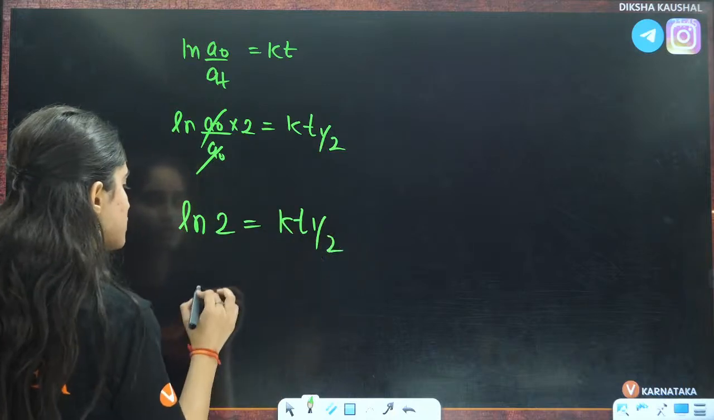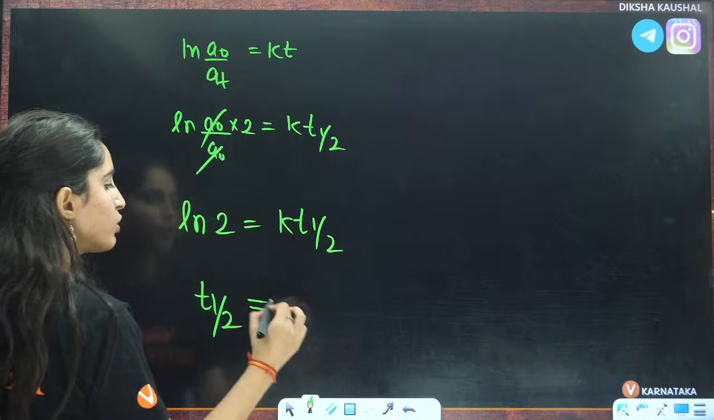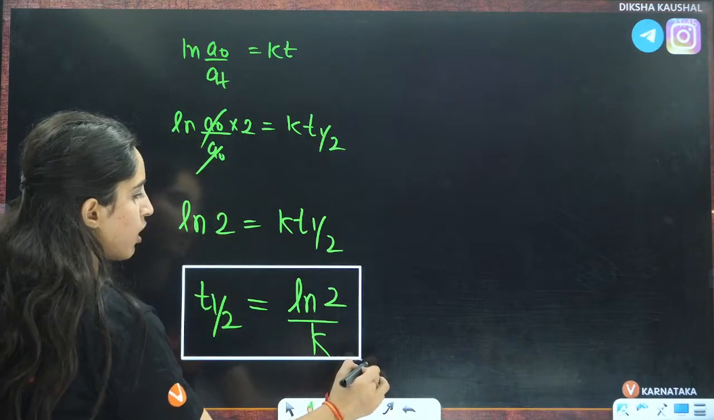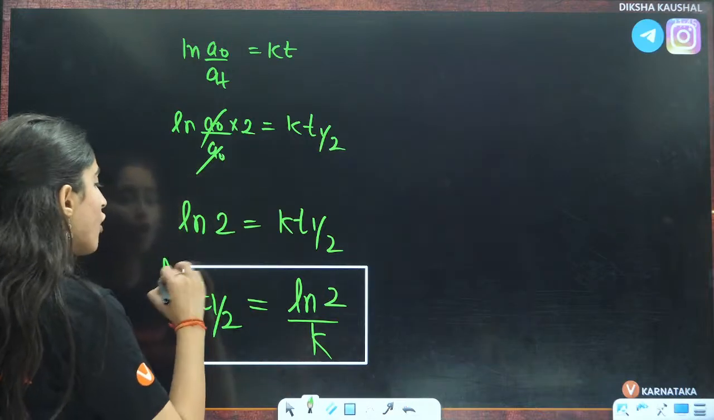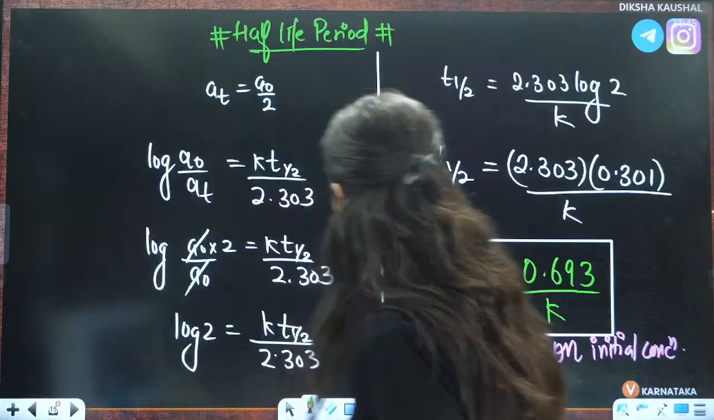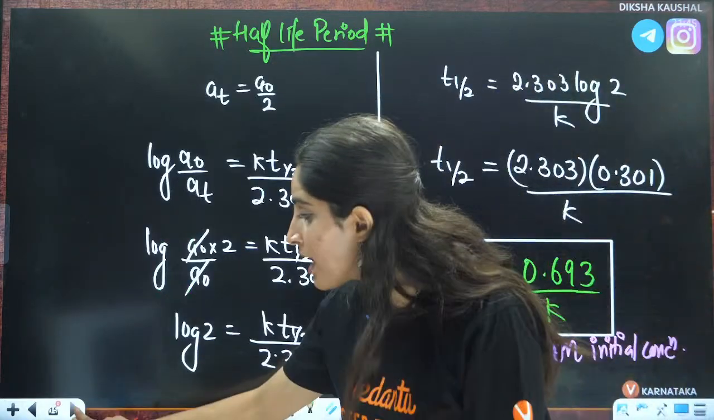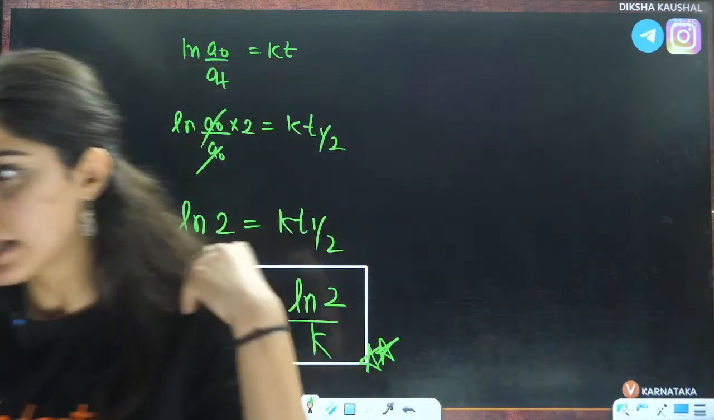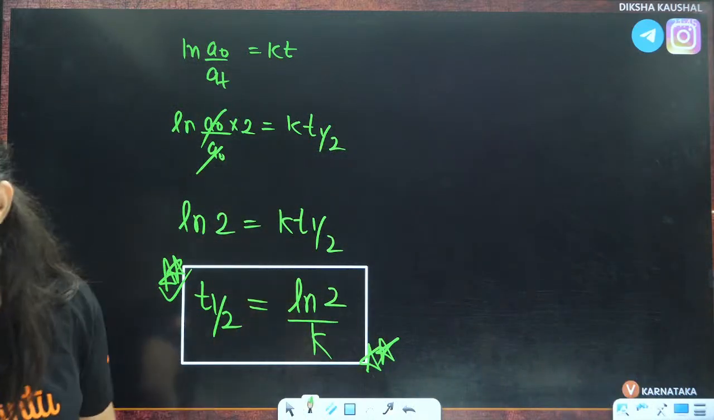And this gives T half is equal to natural log of 2 by k. This is also an important formula. Though for numerical purposes you will use the other formula, they can ask you the same question based on natural log also. Right? Okay, students?